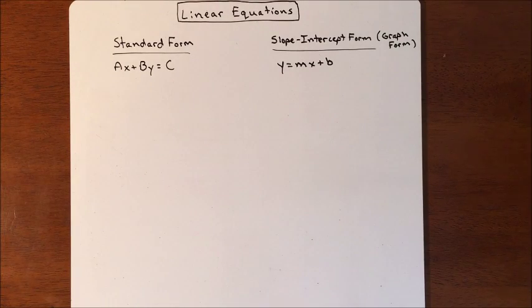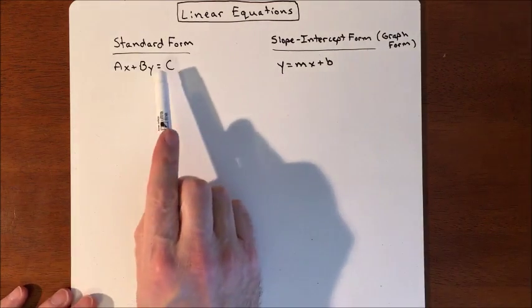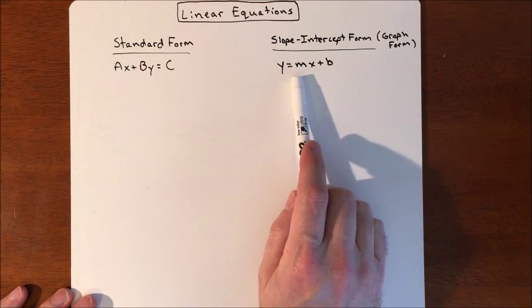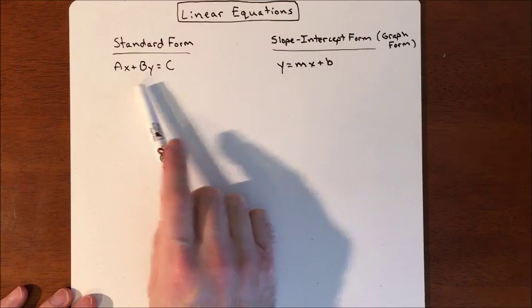In this lesson, we're going to introduce the idea of a linear equation. We're going to talk about what the standard form of a linear equation looks like. We're going to talk about what the slope-intercept form of a linear equation looks like and show you that standard form can be manipulated into slope-intercept form and slope-intercept form can be manipulated into standard form.